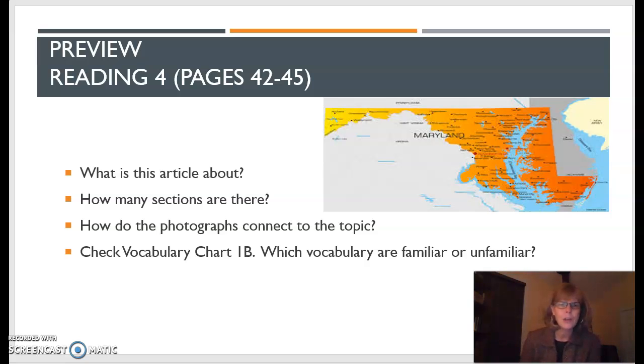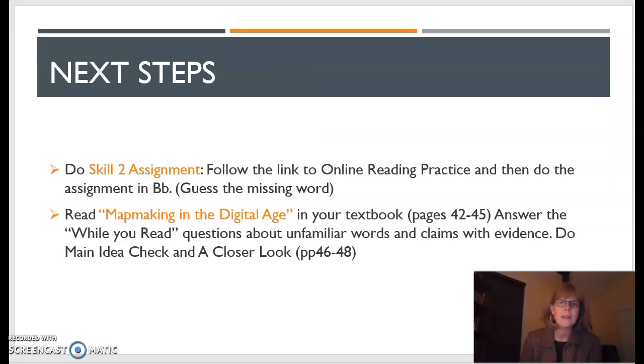Guys, you're going to read this article. And this is your reading assignment. Answer the while you read questions that you'll find in the margins. And a lot of them are going to ask about vocabulary. You're going to try to find the meaning of a word in the article using the context. That should help you to practice this skill that we've been talking about, skill number 2.